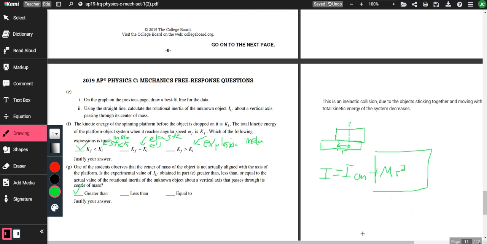This was another 2-point question. So you got 1 point for mentioning the greater than part and 1 point for basically mentioning this parallel axis theorem. I don't think I mentioned the points for this one. This one was another 2 points, 1 point for this, and then 1 point for this statement.